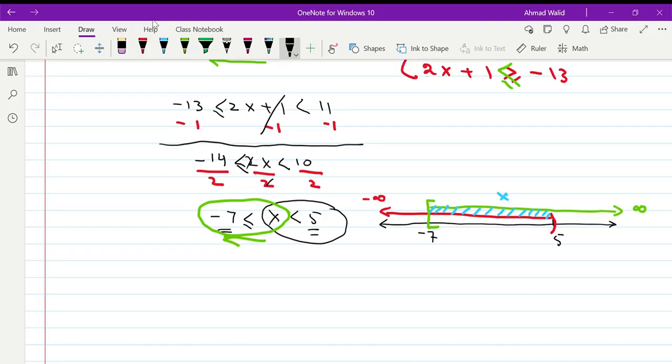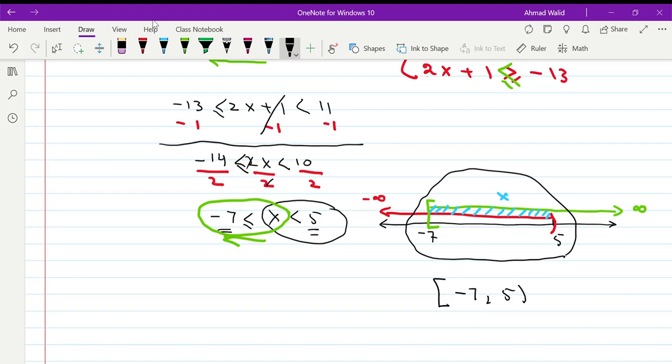Now, how to write your final answer? Just copy this. That's your final answer in interval notation. Bracket, negative 7, comma, 5, parenthesis. Really easy. It looks crazy, but it's really easy.